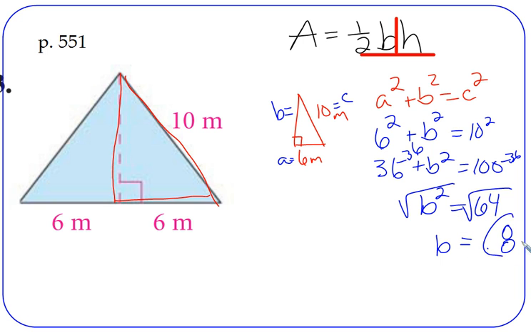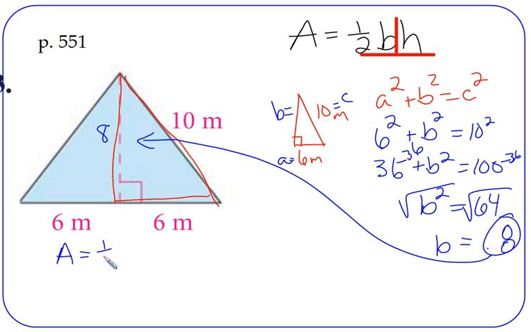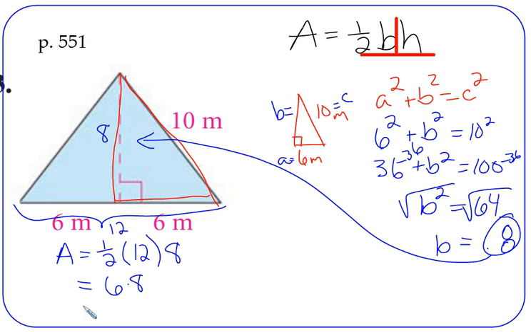Now we can bring this over, and that's 8. Now I have my height. So the area of this triangle is 1/2, and then we have our base, which is 12, times our height, which is 8. Half of 12 is 6. 6 times 8 is 48. And this is meters squared.